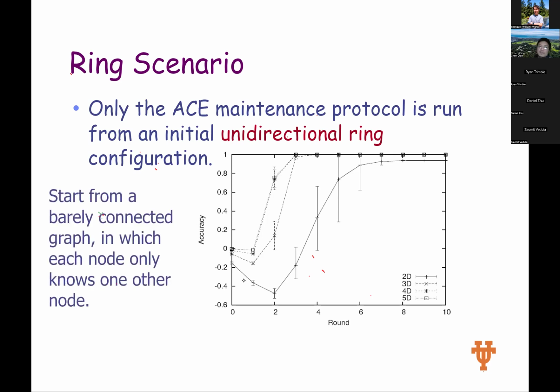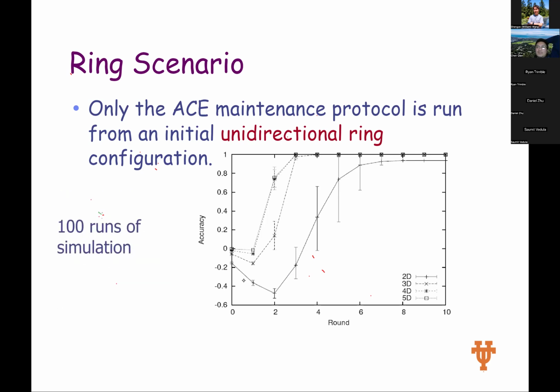So they start from a barely connected graph in which each node only knows one other node. Oh, it's not a bidirectional ring, it's a unidirectional ring. So that's even more challenging. Unidirectional means it's a directed graph, and everyone only knows one other. So they will converge.